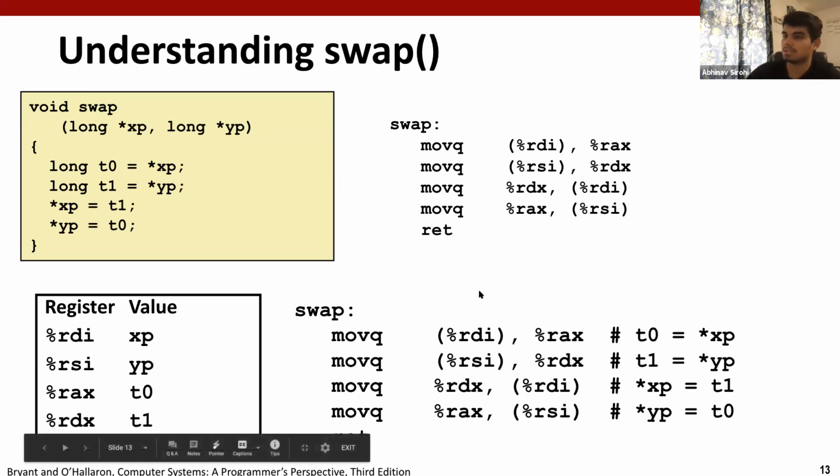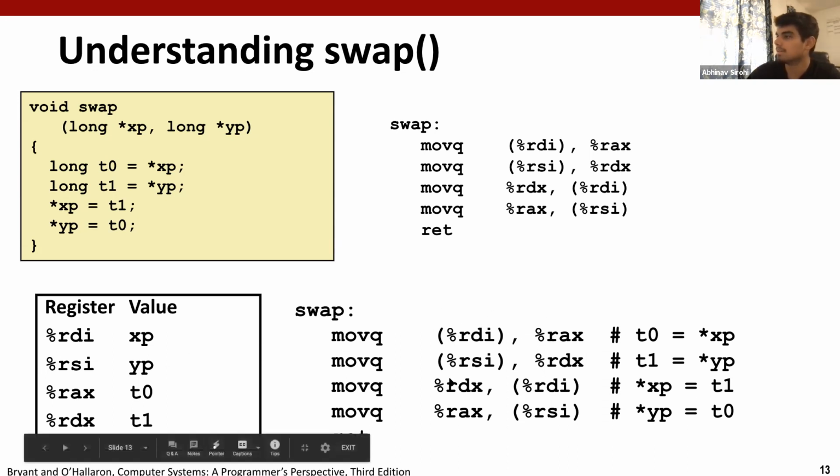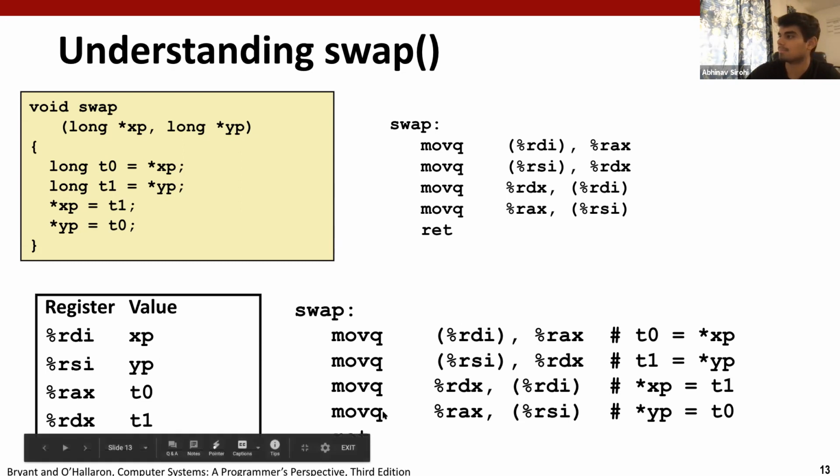So basically what we're doing is first we dereference XP, or RDI in this case, and we put that value in RAX, which is T0. Then we dereference RSI and put that value into RDX, which is T1. And so that's equivalent to these two lines.